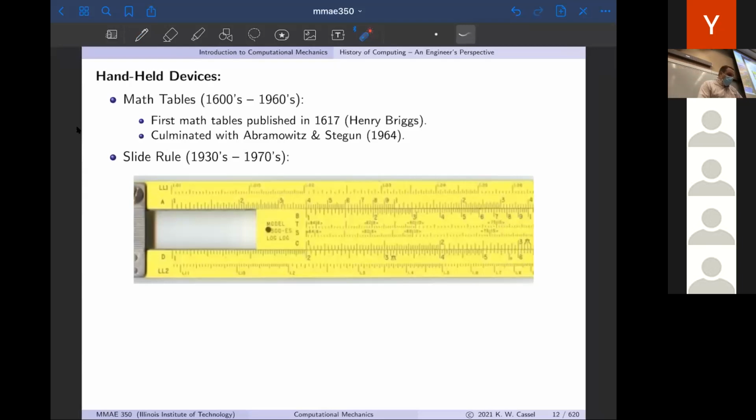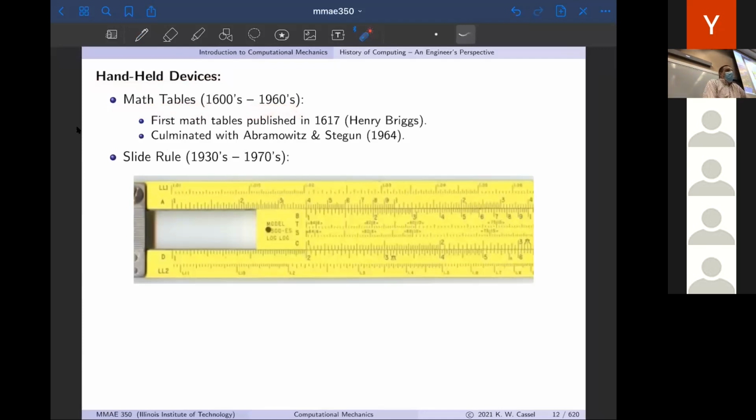So let's start with the handheld devices first. It actually started with math tables, not this kind of table, but this kind of table. That kind of table. Number after number after number. So this started back in the 1600s, continued up into about the 1960s, for several centuries.